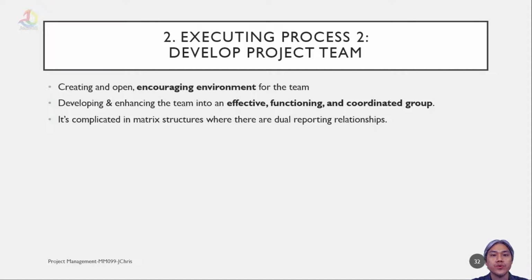Process number 2, develop project team. It is to create an open, encouraging environment for the team. Developing and enhancing the team into an effective, functioning, and coordinated group is the main focus when we develop the project team. It is complicated in a matrix structure where there may be dual reporting relationships. Sometimes a staff member needs to report to two different superiors or more.